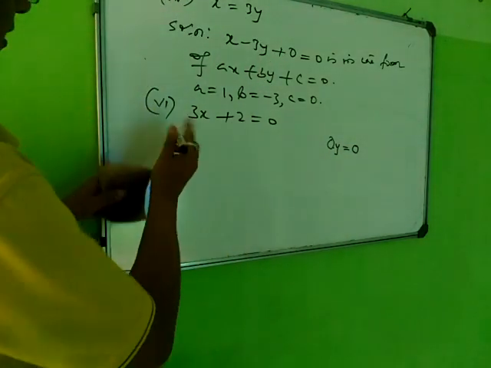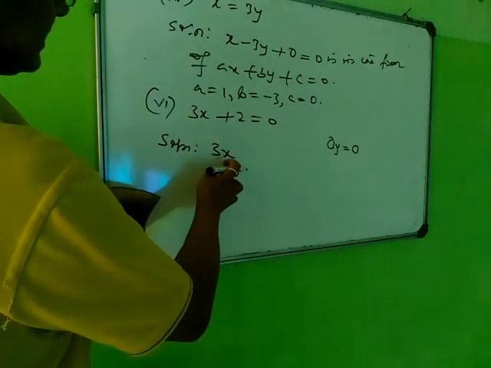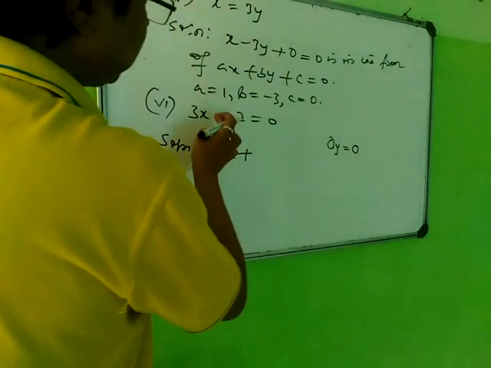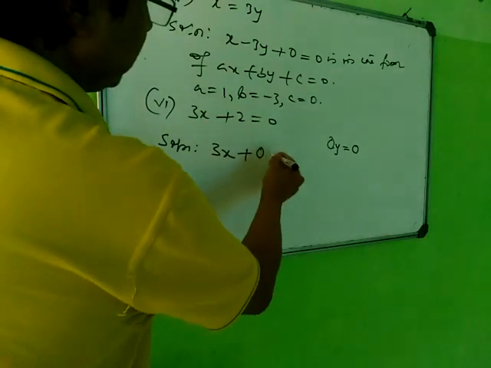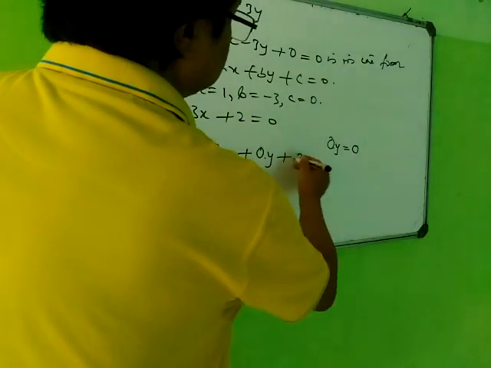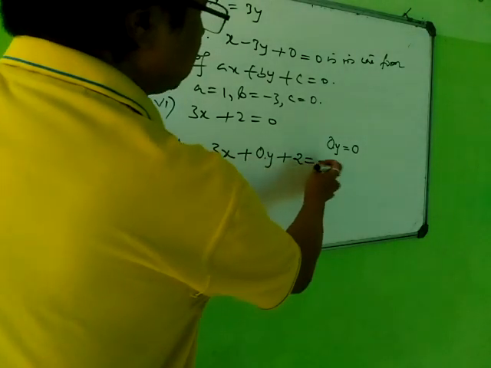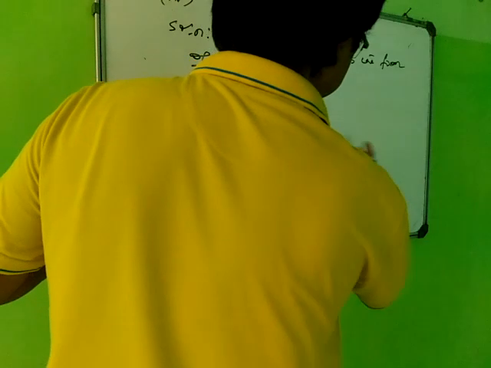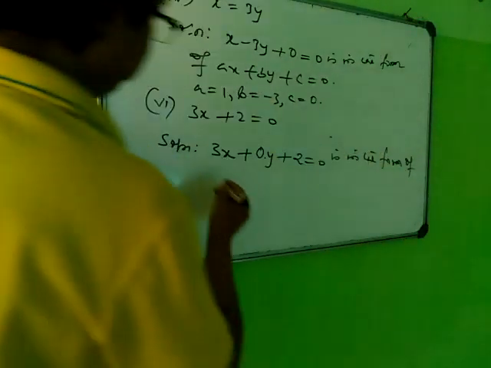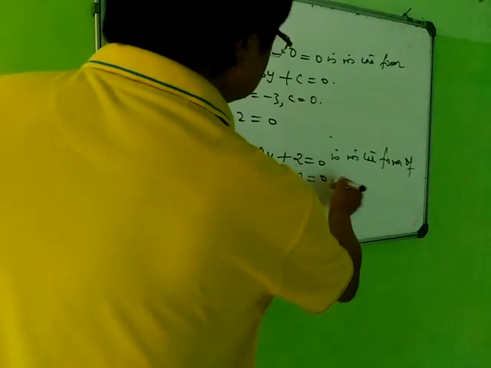So now here the solution. So now 3x, that means ax. So then comes y, by. So as there is no y, you will write 0 into y. That means 0. Then plus 2, that is the constant. So ax plus by plus c equals to 0 is in the form of ax plus by plus c is equal to 0.